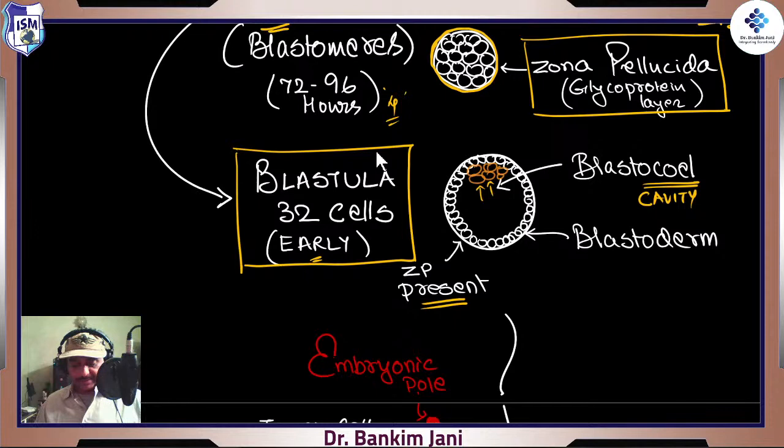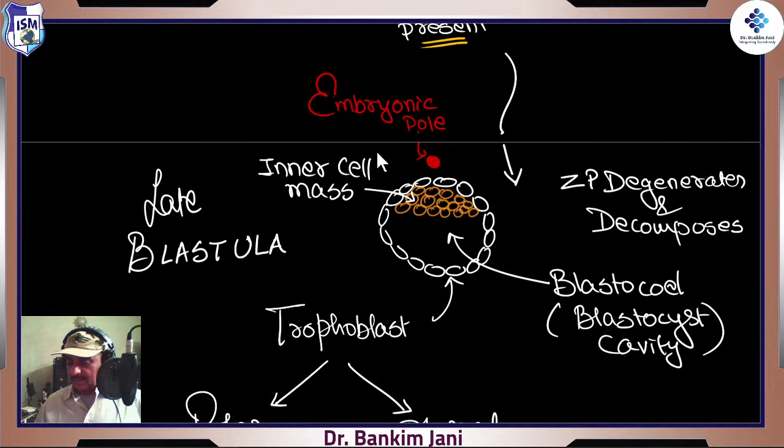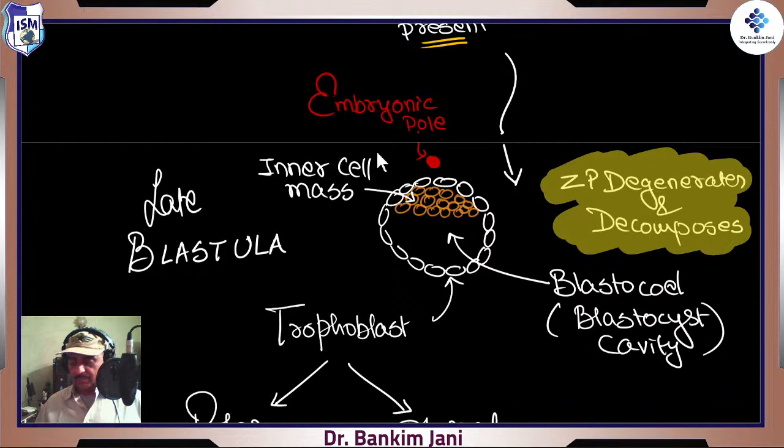So as you must have guessed, what would happen in the late stage, well, nothing much. First thing first, the zona pellucida degenerates and decomposes, gone. Now there are only those cells, and we'll call these cells trophoblast. Again, blast, so they will increase. Blastocoel, that is the blastocyst cavity, we have talked about it, and then there is the inner cell mass, which is on one side.